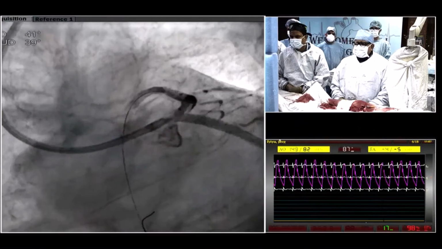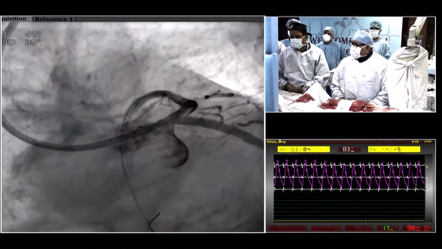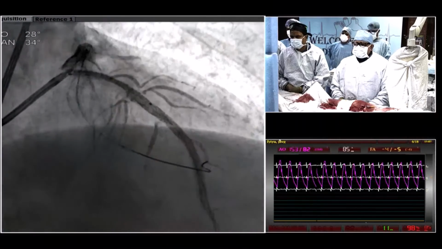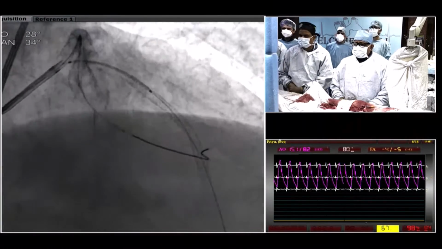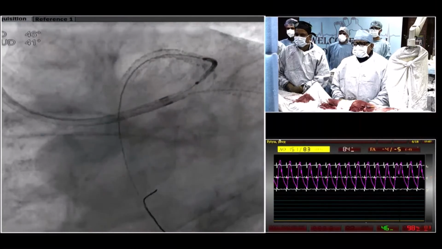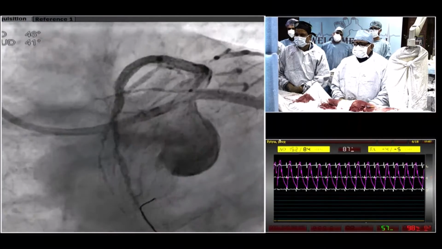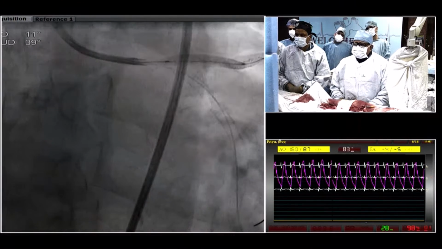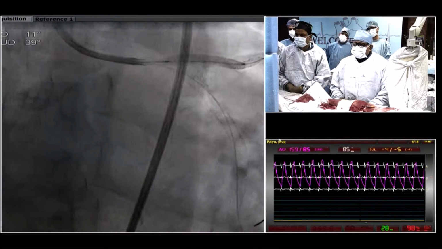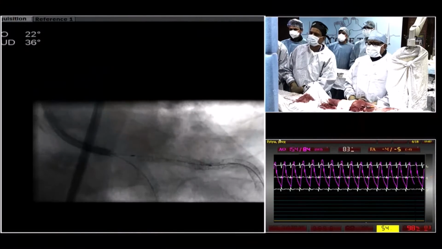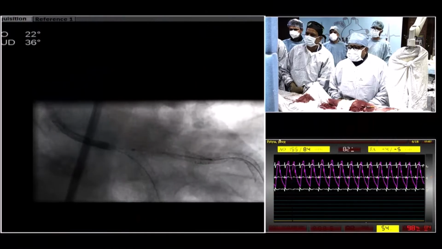Next. And it's a 3.5 by 24 Synergy in the proximal part. There is some dissection in the proximal LAD as well. This is a 3.5 stent across the ostium to the proximal LAD. Next. If you see, it's well expanded at this particular point.